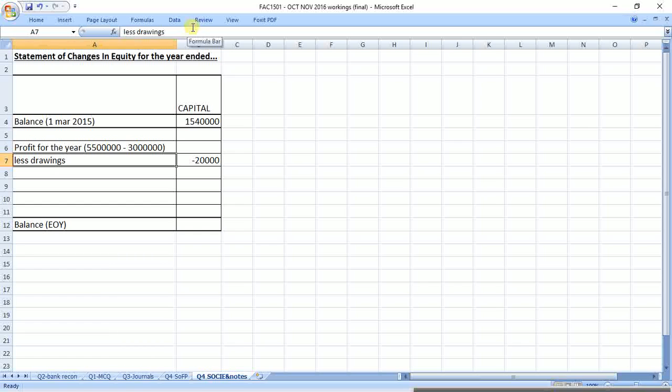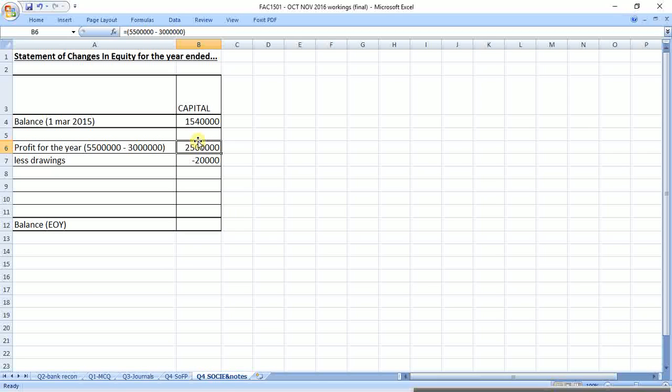Okay, because that's the net profit. Because what does the owner get? The owner doesn't get the gross profit. The owner gets the net profit, what's left over after having paid all the expenses. So 5.5 minus 3 is 2.5. There it is. Who gets that? The owner.